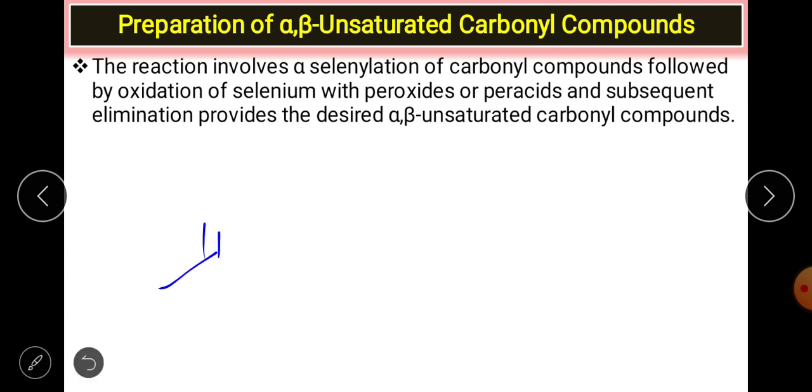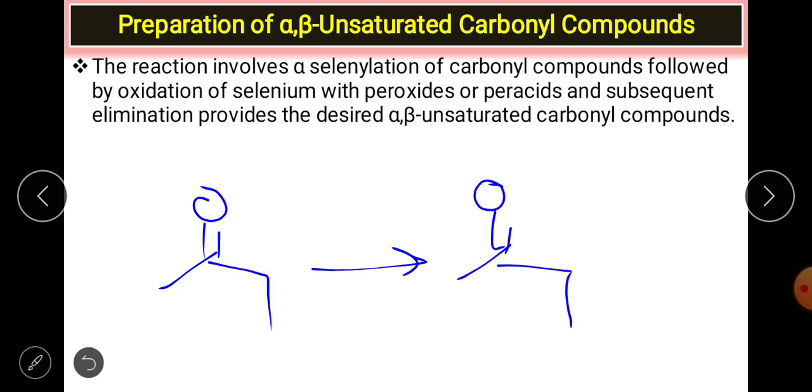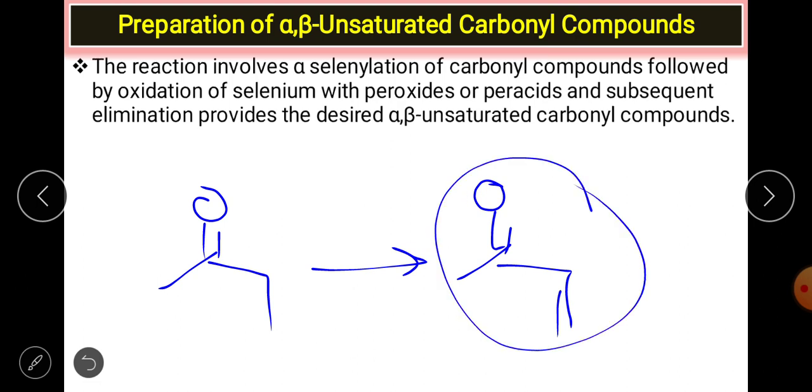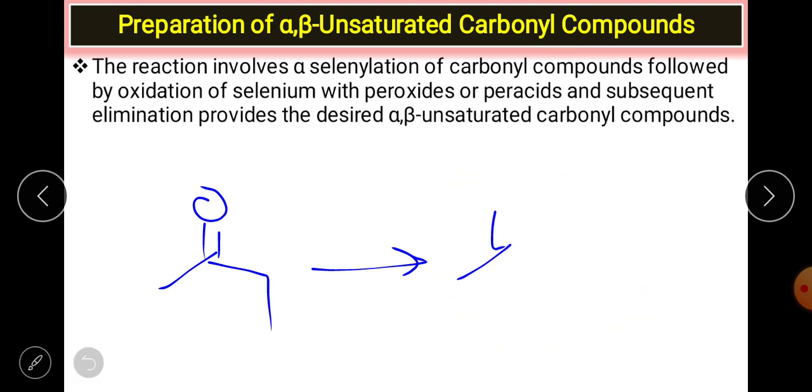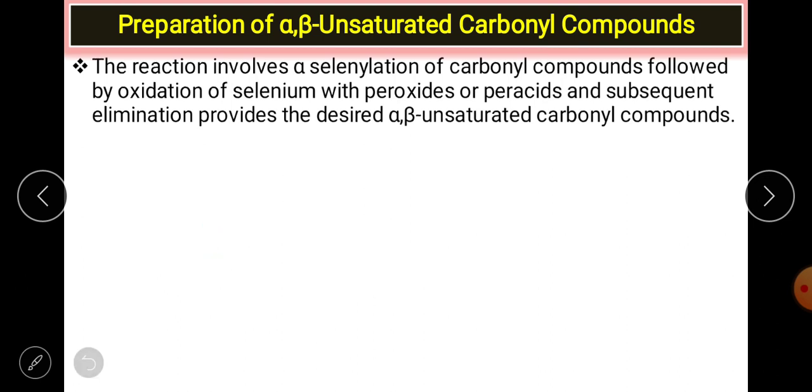So for example, if we have this one and we directly convert it to this, this type of substrate is highly important in organic synthesis. How will it undergo this reaction? That is called the selenium oxide elimination.